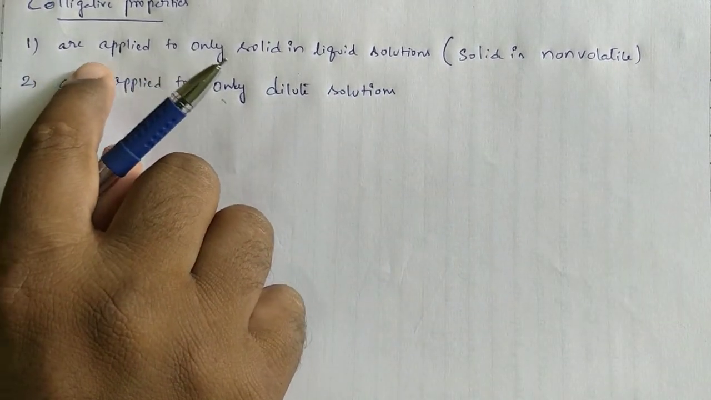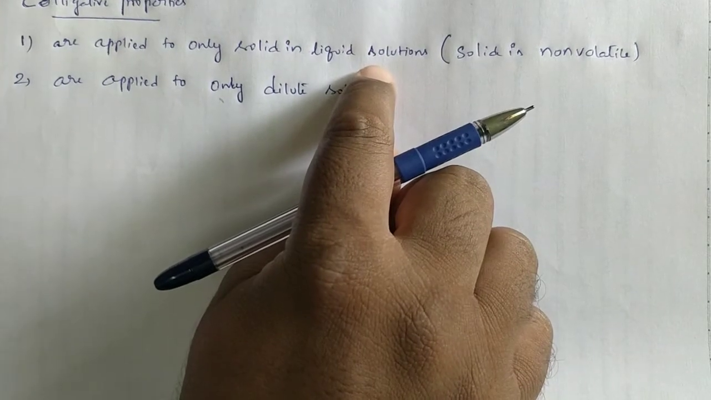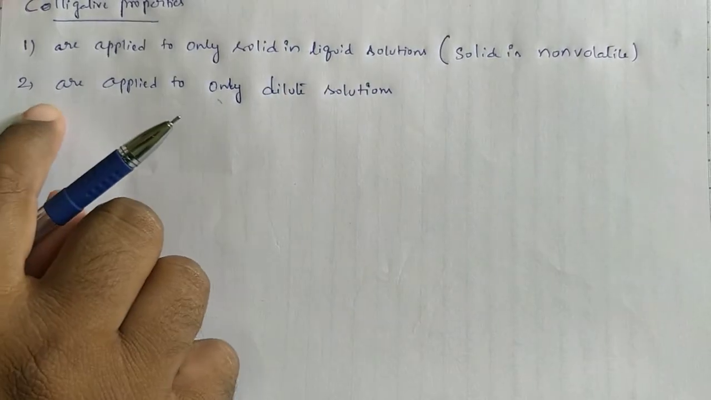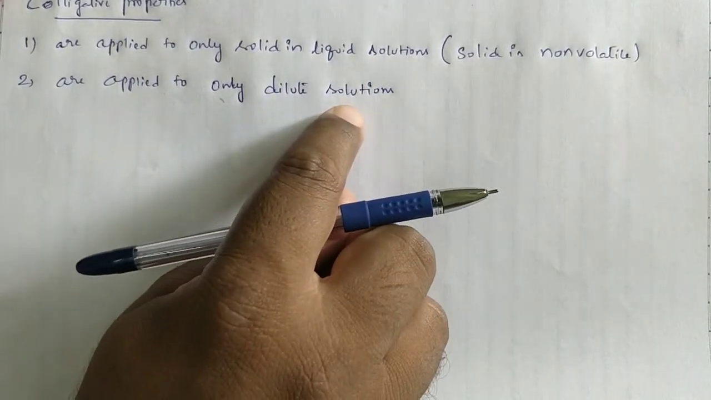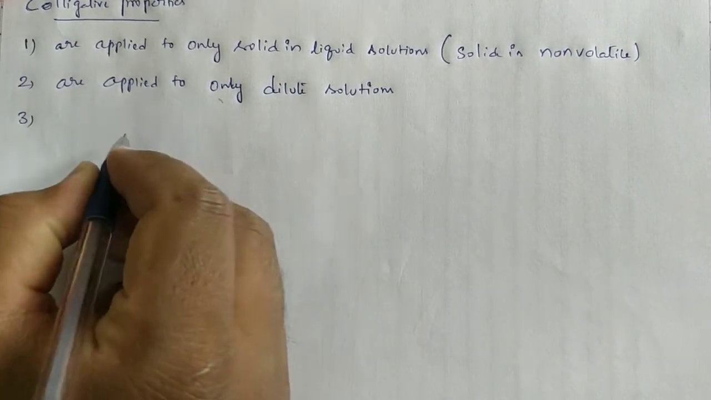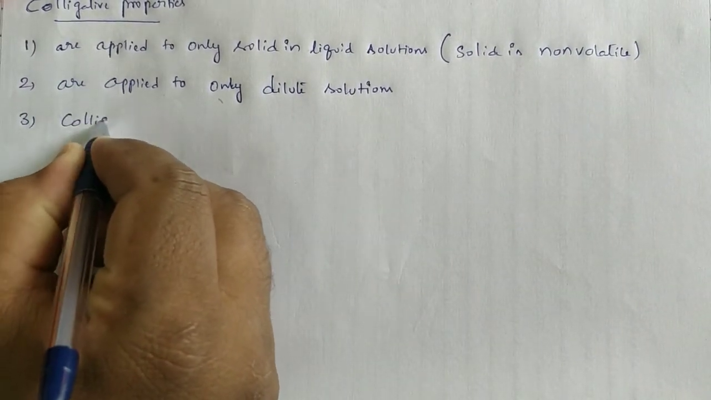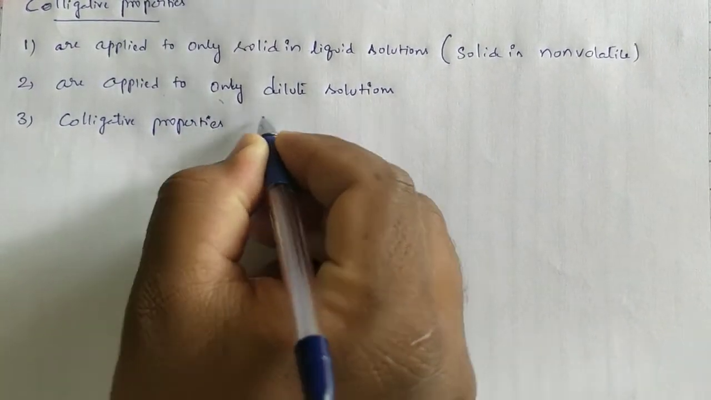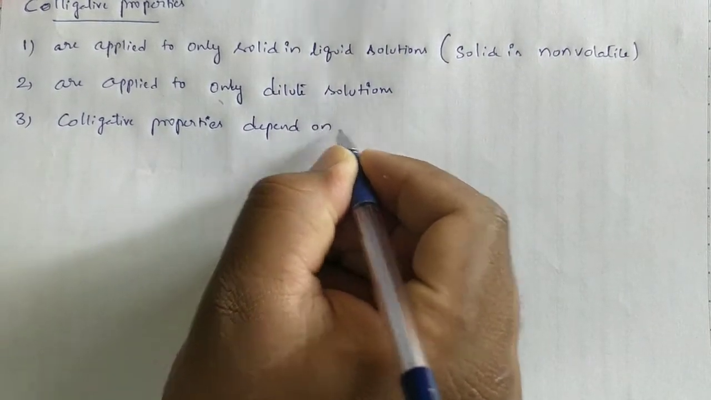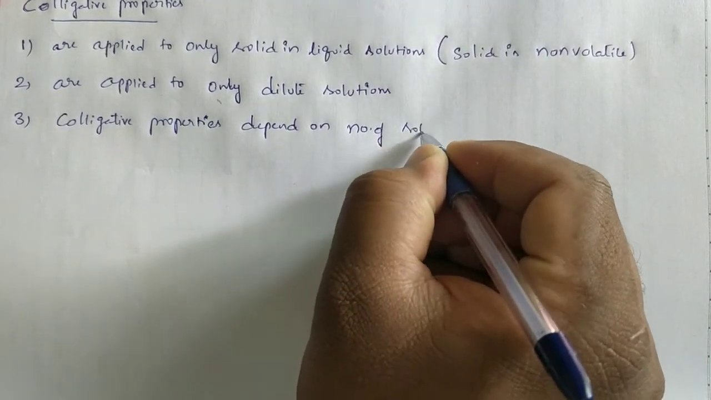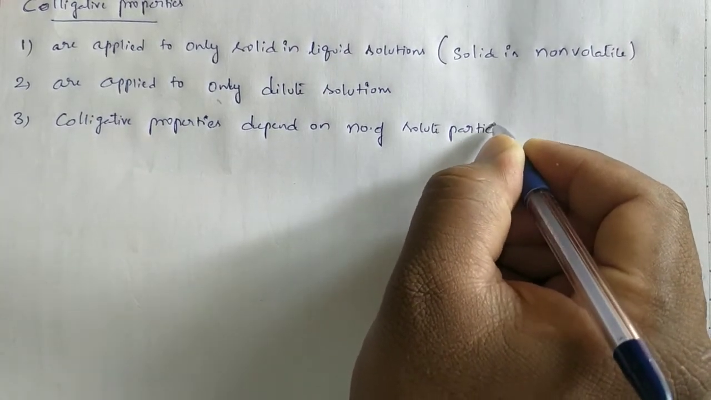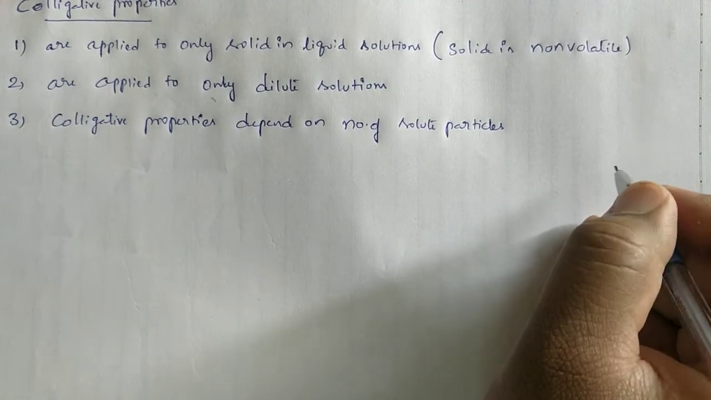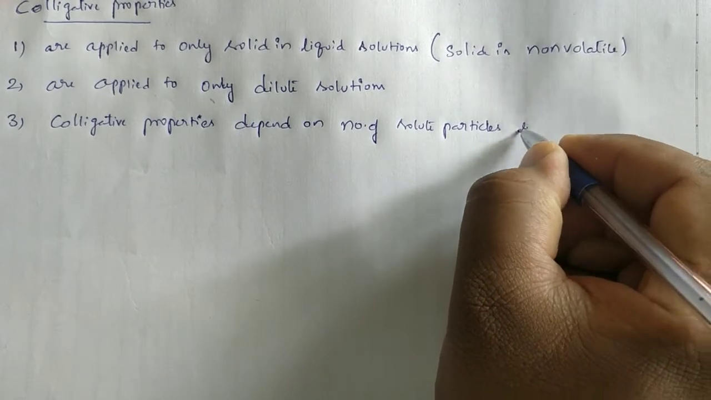First one, colligative properties are applied to only solid in liquid solutions in which the condition is solid is non-volatile. Second one, colligative properties are applied to only dilute solutions. Third one, colligative properties depend on number of solute particles irrespective of their nature.